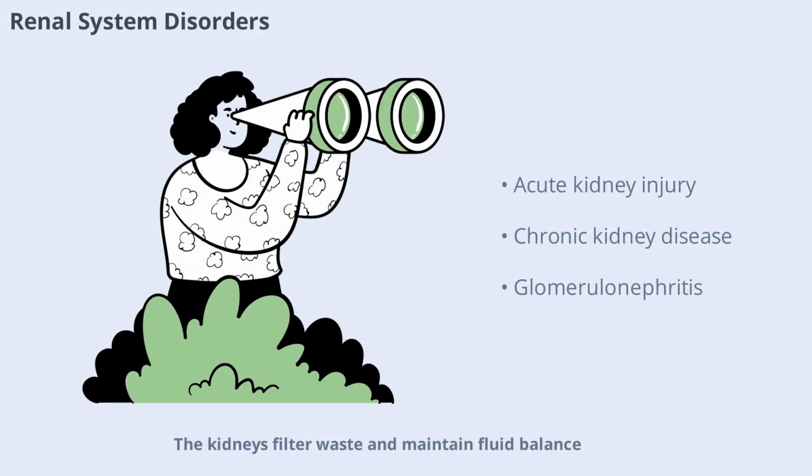Kidneys filter waste and maintain fluid balance. Diseases like acute kidney injury, chronic kidney disease, and glomerulonephritis disrupt these vital functions. Acute kidney injury is a sudden loss of kidney function, while chronic kidney disease develops over time and can lead to end-stage renal failure. Glomerulonephritis involves inflammation of the kidney's filtering units. Understanding these pathophysiological changes helps guide treatment and improve outcomes.